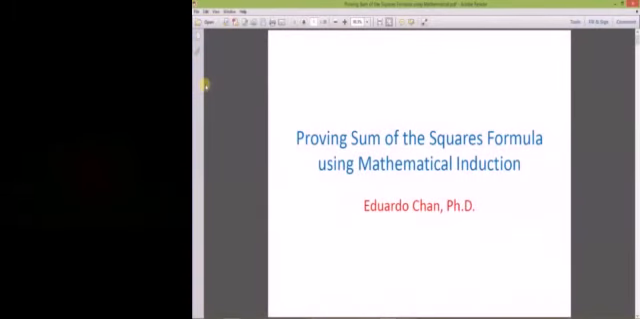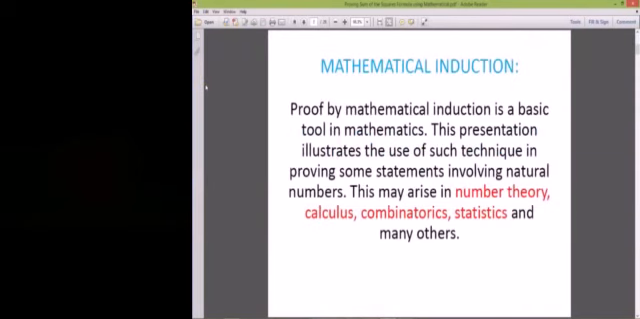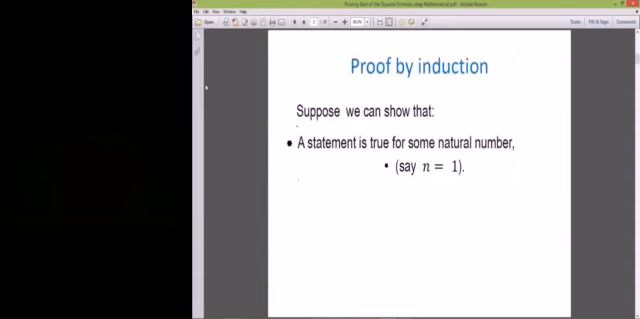Today, I'm going to present a proof of the sum of the squares formula using mathematical induction. Proof by mathematical induction is a basic tool in pure and applied mathematics. This presentation illustrates the use of such technique in proving some statements involving natural numbers. This may arise in areas in number theory, calculus, combinatorics, statistics, among others.